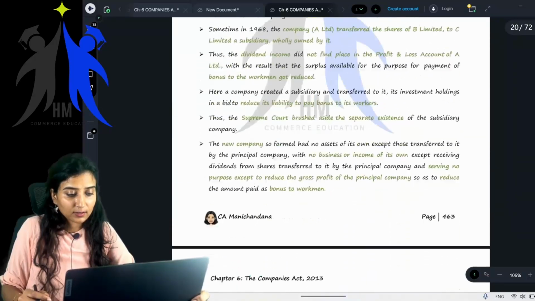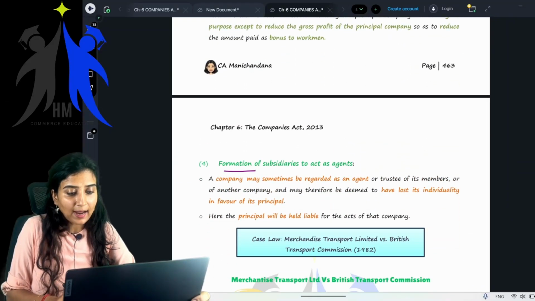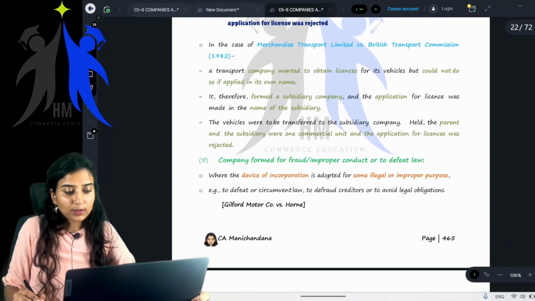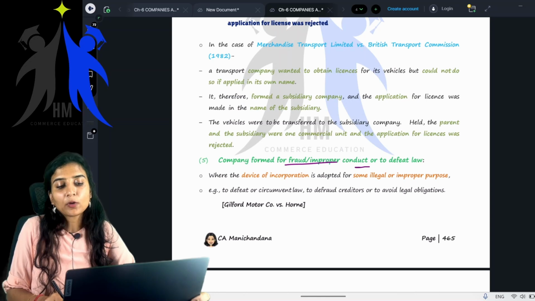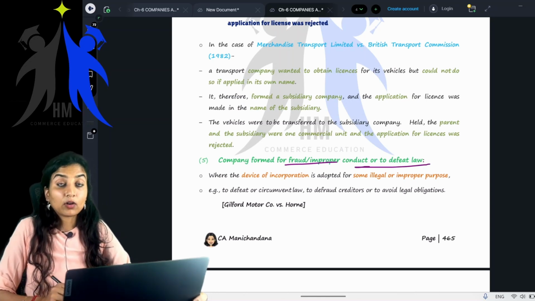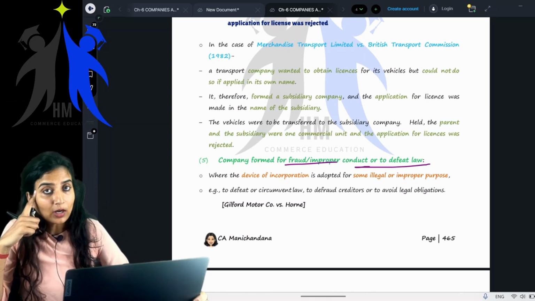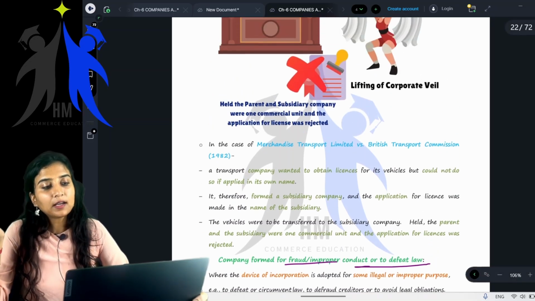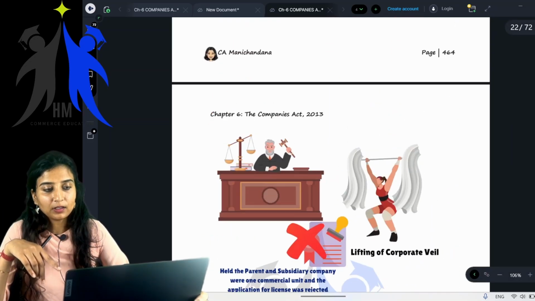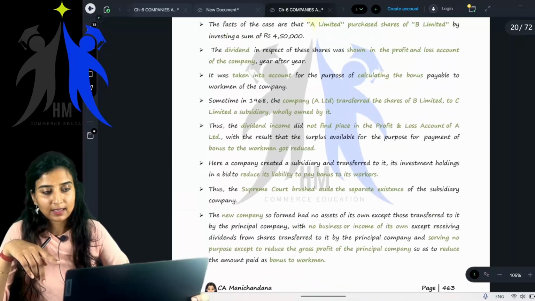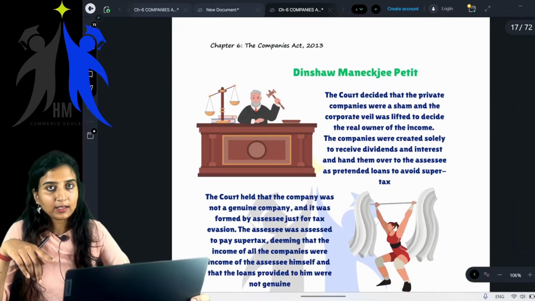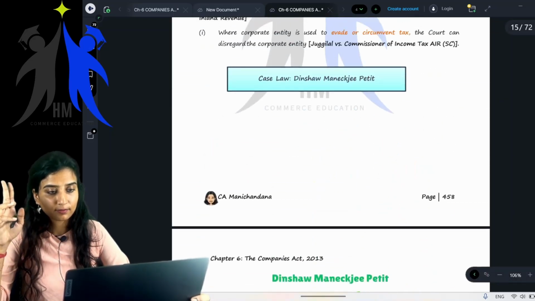Next, formation of subsidiaries to act as agents. This also you will learn. And the last one is the company formed for fraud or improper conduct or to defeat law. The thought you had in your mind, that people might misuse the company form of organization to do improper conduct, all of these are covered. There are so many situations where the court will lift the corporate veil.